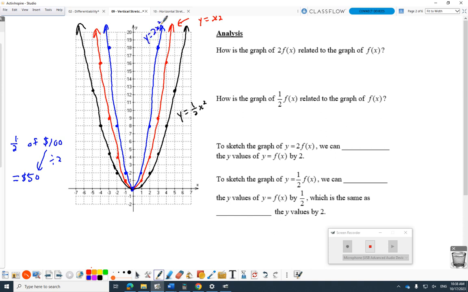And again, I've used x squared on purpose because I think I get to tap into your prior knowledge from parabolas. This shouldn't blow you away too much because you did this with parabolas last year. How is the graph of 2f at x related to the graph of f at x? So how is the blue related to the red? What's happened here to the graph?